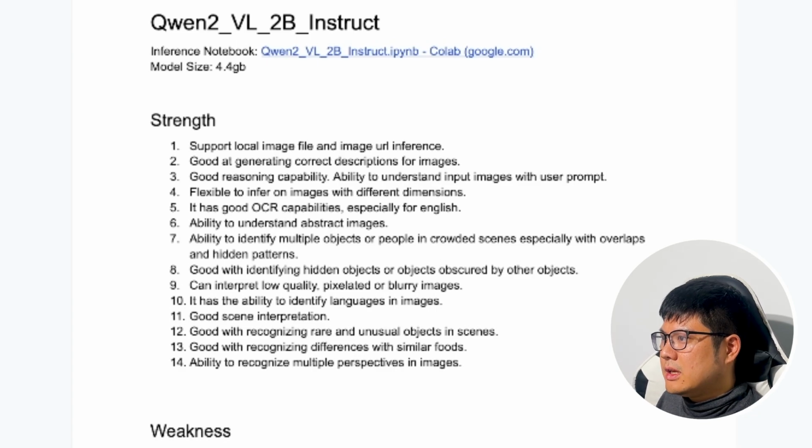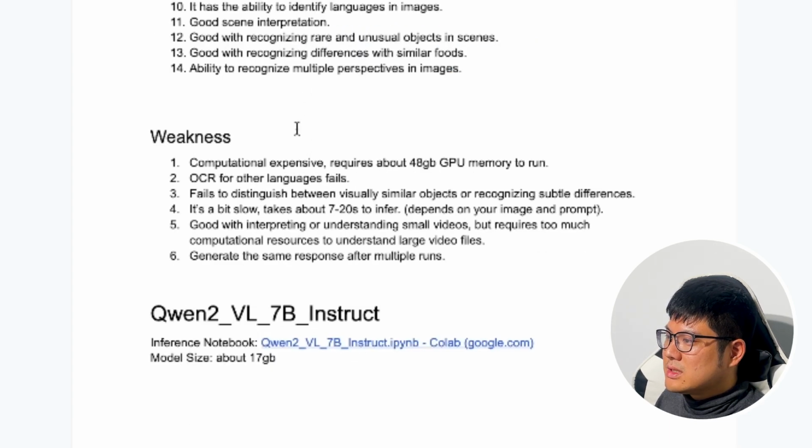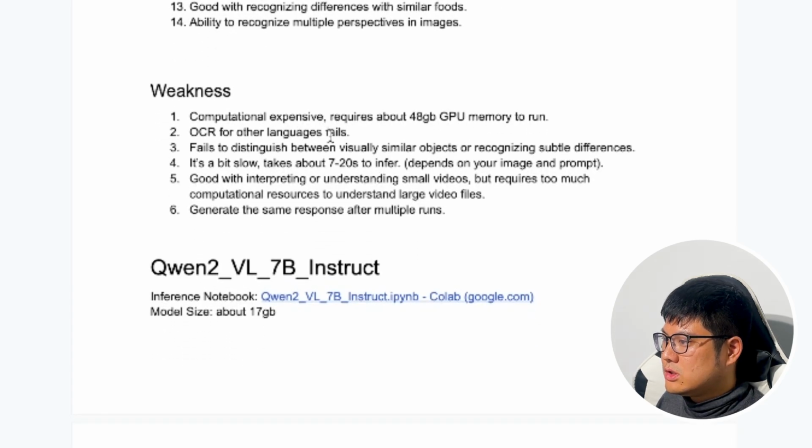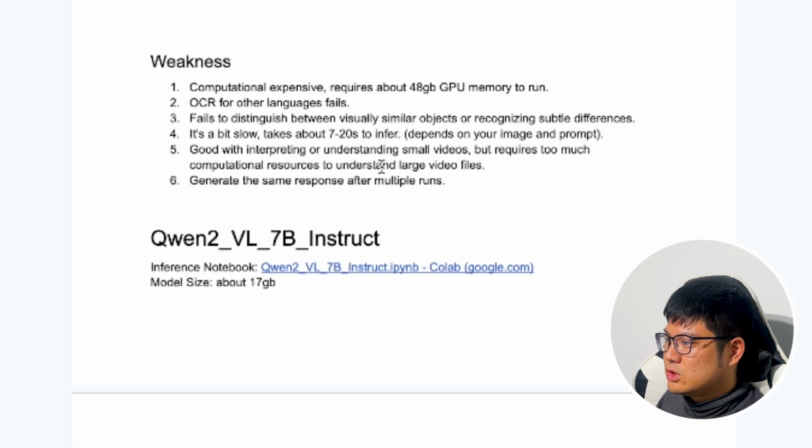So basically, in terms of the strengths and weaknesses, for 2B, the strength is it supports local files. It's good at generating the correct description, it has good reasoning, and has pretty good OCR with English only. And it can understand abstract images. And its main weakness is that it requires 48 GB of RAM. So this is like a way bigger GPU. Its OCR sucks on other languages, and it fails to distinguish between similar objects. And it's a bit slower. It takes about 7 to 20 seconds to inference.